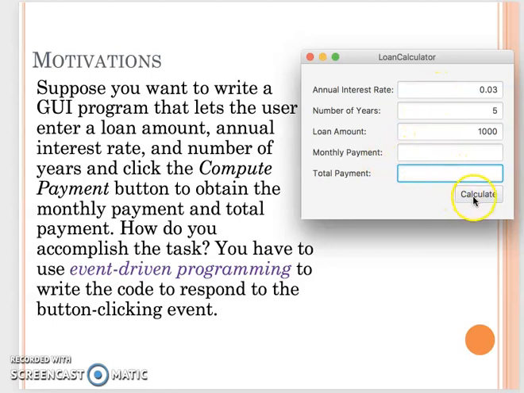Then we see the button, and we will click on that. Then you will see your total payment and the monthly payment being calculated and displayed. As the user, when you see those GUI interfaces, you know you need to enter some information, and when you click the button, afterward, they will give you the result. This is what we call event-driven programming.